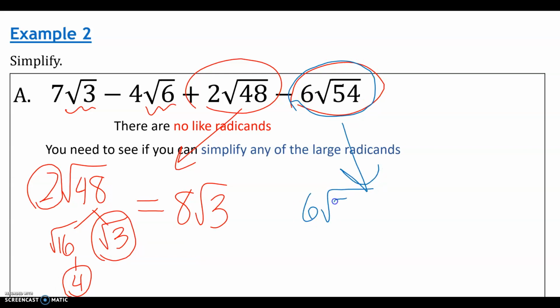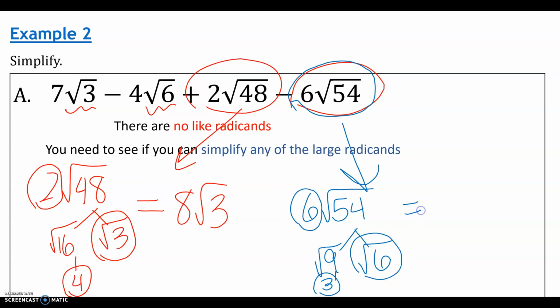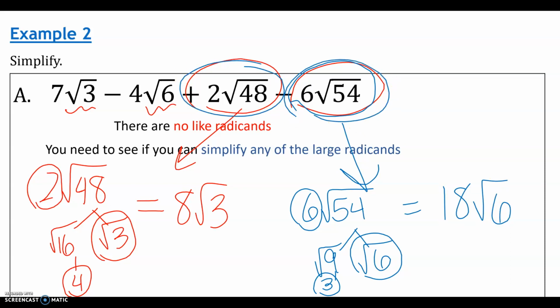So 6 radical 54. I think that 9 and 6 go in there. So this would be a 3. Don't forget to circle your 6. So this answer would be 18 radical 6. Now, the only thing I did was I changed this one and I changed this one.